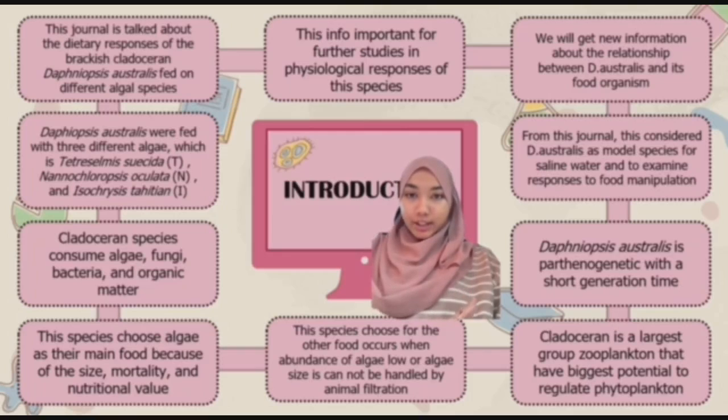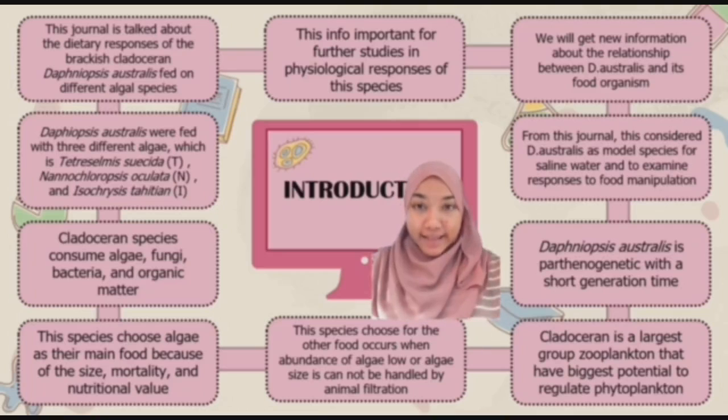Next, for your information, Cladoceran species consume algae, fungi, bacteria, and organic matter. But the main food for Cladoceran is algae because of the size, mortality, and nutritional value. But this species can also choose other food when the abundance of algae is low, or when the algae size cannot be handled by the animal's feeding appendages.